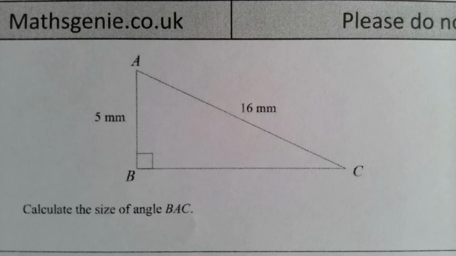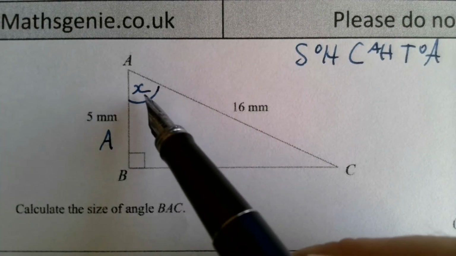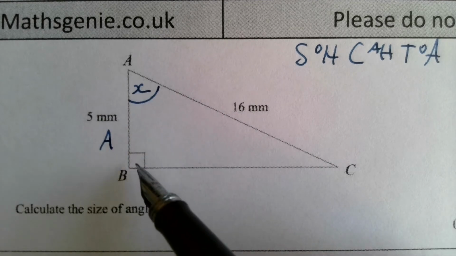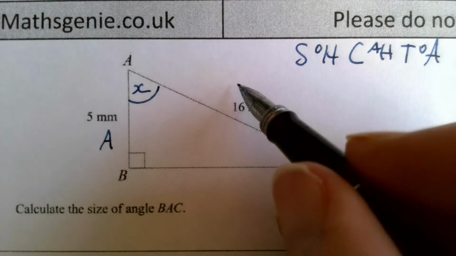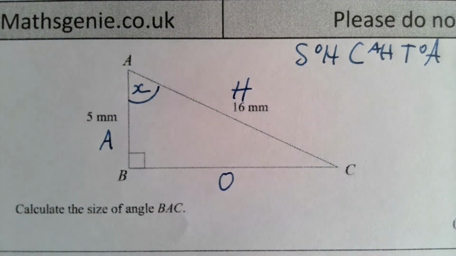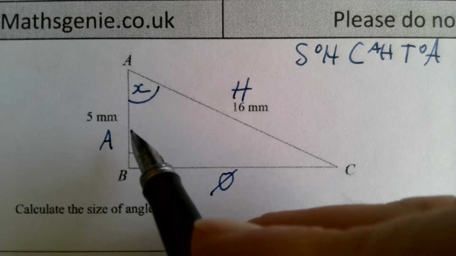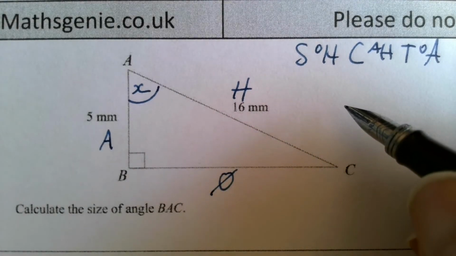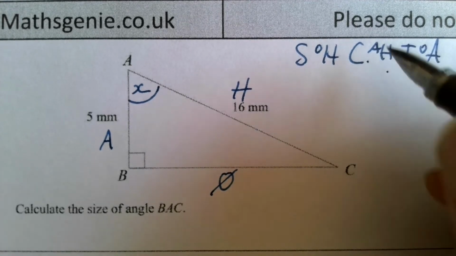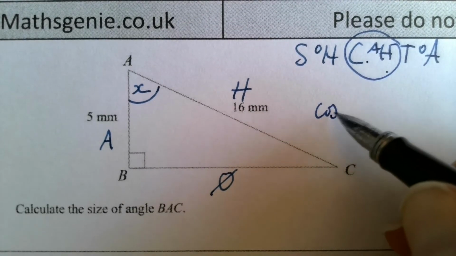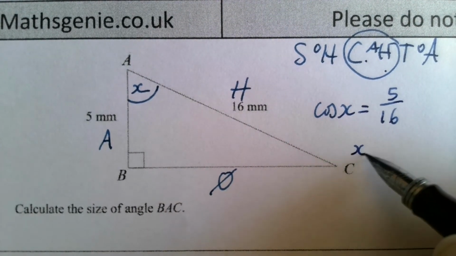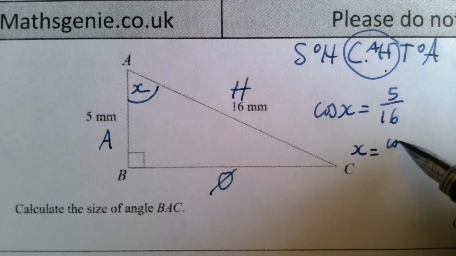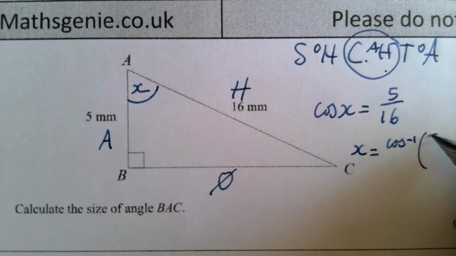Question 6, pause the video, give it a go. This time it's telling you the angle, so the angle is there. So the one next to it, which is not the hypotenuse that's touching it, is the adjacent. The other one that's touching it is the hypotenuse, and so this one over here is the opposite. So we don't know anything about the opposite, we do know these. Adjacent and hypotenuse is CAH again. So cos X equals A over H, which is 5 over 16. And then we need to do the inverse of cos to get X on its own. It's like dividing by cos in a way.